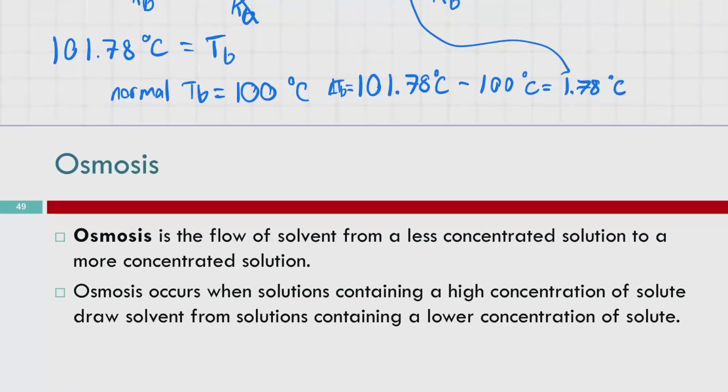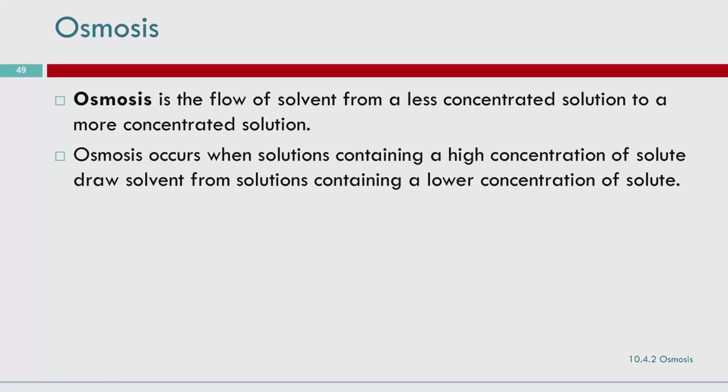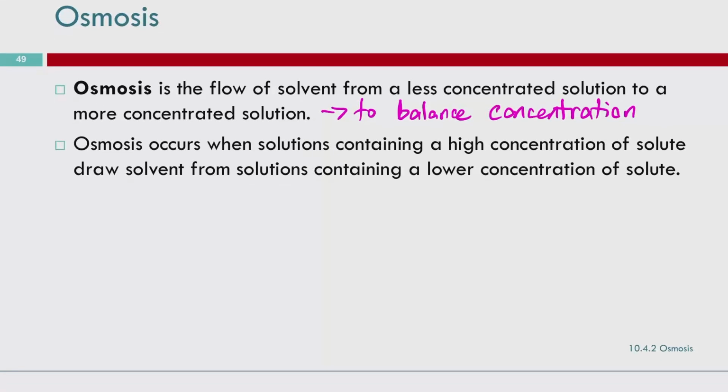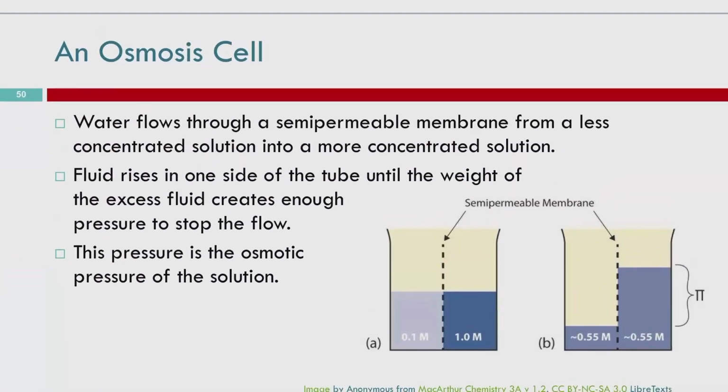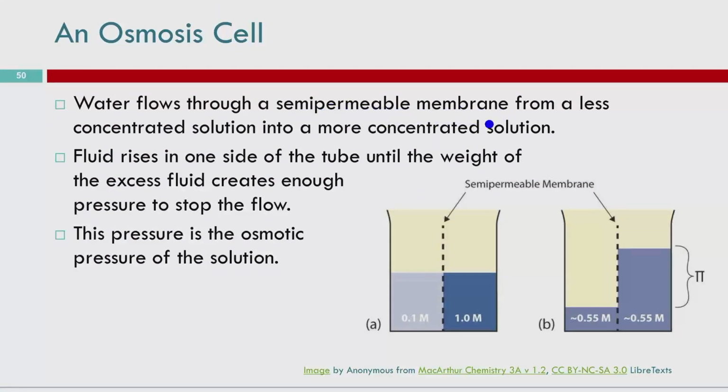Okay, and then the last stuff that we'll talk about, I know that we're over time, is osmosis. Osmosis describes the flow of solvent, liquid, from a less concentrated solution to a more concentrated solution. The goal is to balance the concentrations. So osmosis occurs in situations where you have a semi-permeable membrane, like cells in your body have semi-permeable membranes in them, or in certain types of filters.